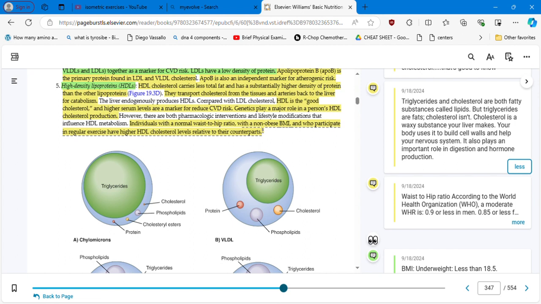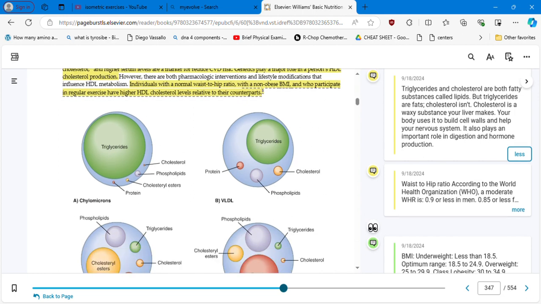cardiovascular disease. An individual with a normal waist to hip ratio, with a non-obese BMI, and who participates in regular exercise has high HDL levels relative to their counterparts. Again, a patient that has a high HDL, for sure, has a normal waist to hip ratio. They have a non-obese BMI, body mass index, and they participate in regular exercise.